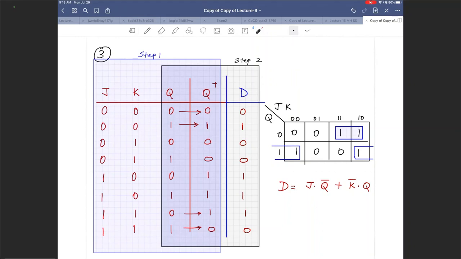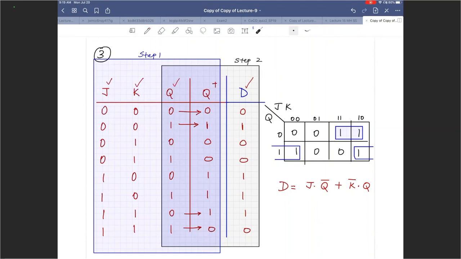So in that case, if you want 0 to go to 0, I have to give D as 0. 1 to 1, I have to give D as 1. 0 to 0, I have to give a D. What does D depend on? The D only depends on the next state. Q plus equals D. So essentially, I take this column and I paste it over here and I'm done. So step three is actually writing D in terms of J, K, and Q.